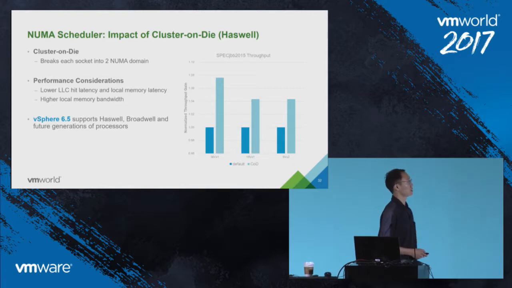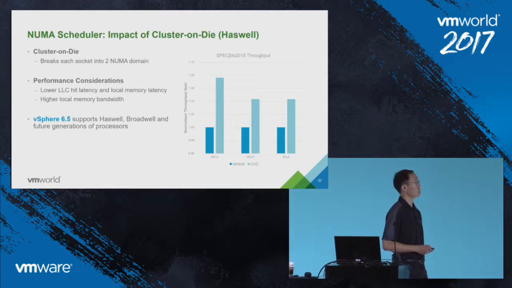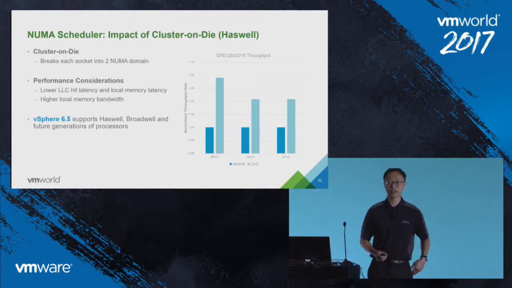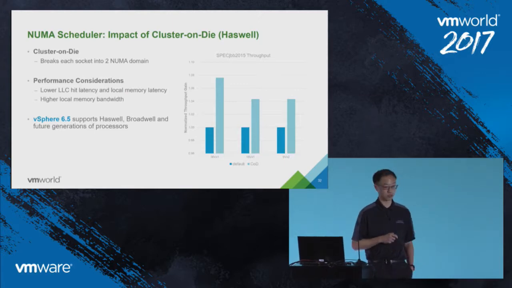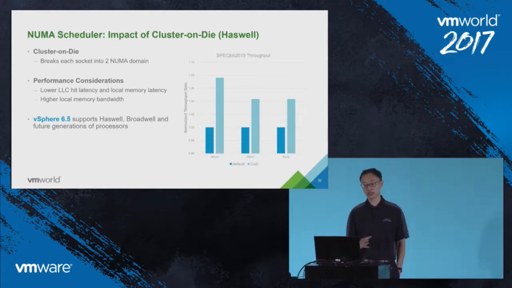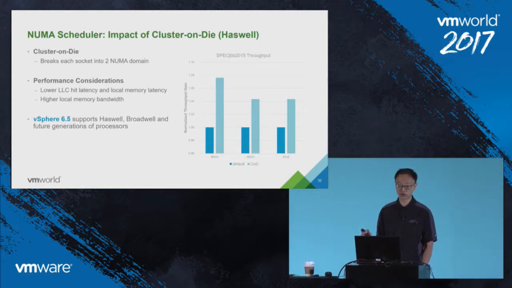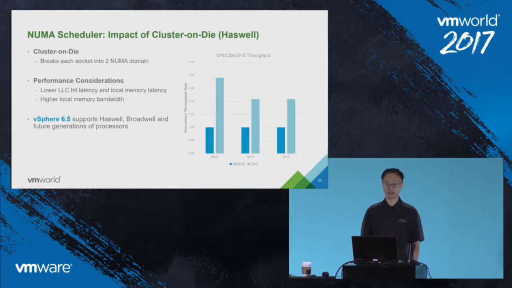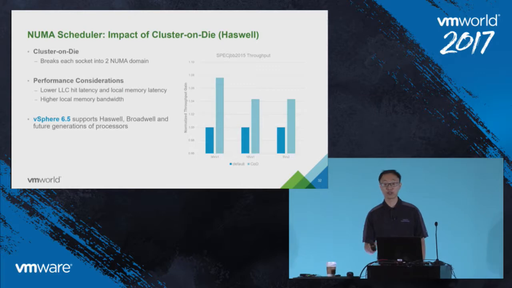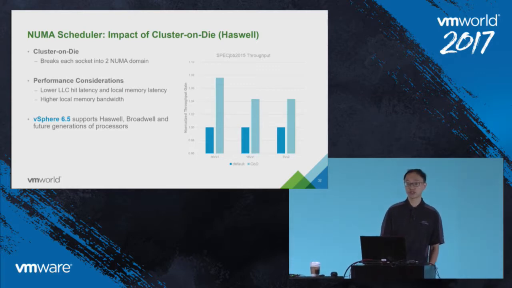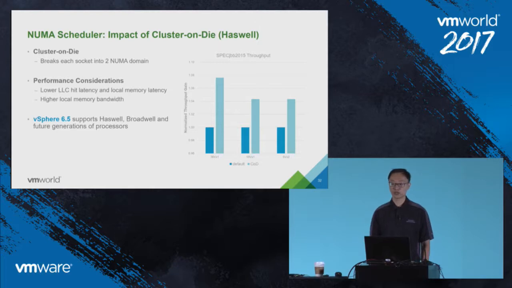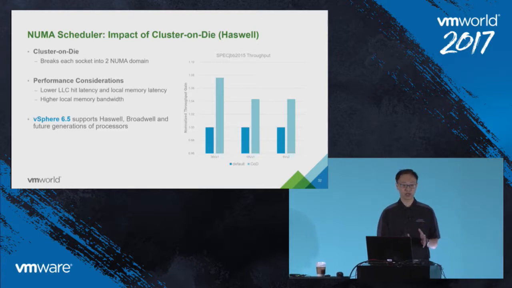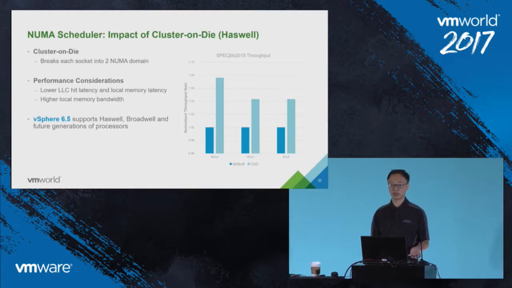Why? First, SPECjbb is very NUMA sensitive. And what cluster-on-die gives us is a lower last-level cache hit latency and lower local memory latency, and at the same time, a higher local memory bandwidth, so that if the workload is NUMA optimized, this is good. And 6.5 supports cluster-on-die from Haswell, Broadwell, and all the future generation processors that can be foreseen going forward. But our guideline is that we should always follow the server vendors' BIOS guideline of whether you should turn cluster-on-die on or off. In those cases, NUMA scheduler will figure out and understand the distance between 2 NUMA nodes that are within a socket or across different sockets so that we can make the best decision.